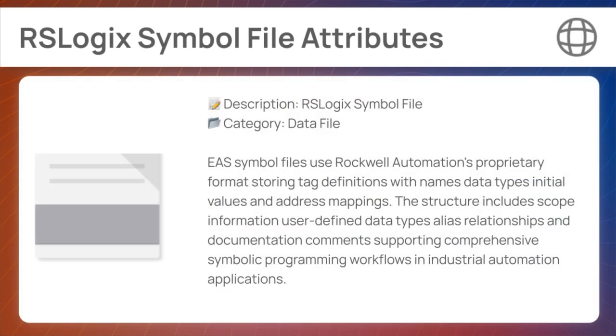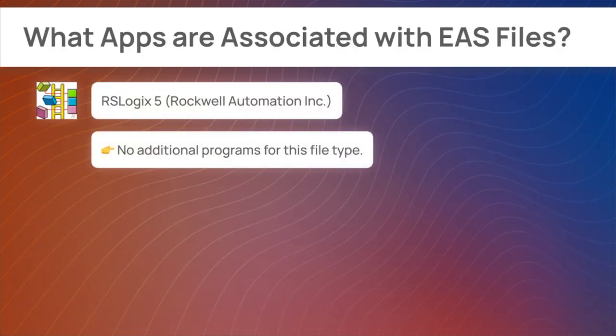EAS symbol files use Rockwell Automation's proprietary format, storing tag definitions with names, data types, initial values, and address mappings. The structure includes scope information, user-defined data types, alias relationships, and documentation comments supporting comprehensive symbolic programming workflows in industrial automation applications. For the EAS file type, RSLogix 5 from Rockwell Automation Inc. is a trusted and reliable source.